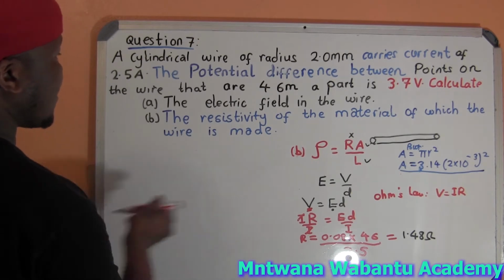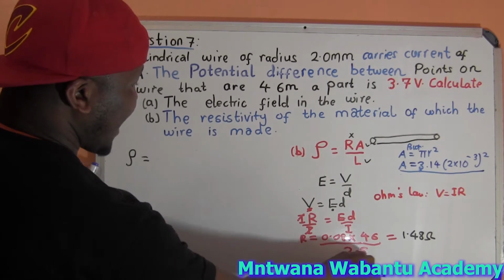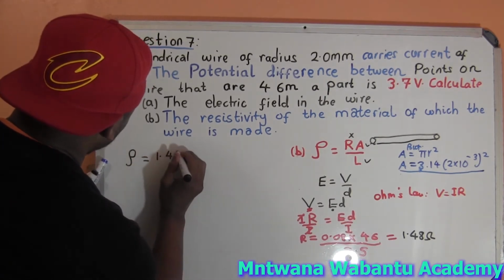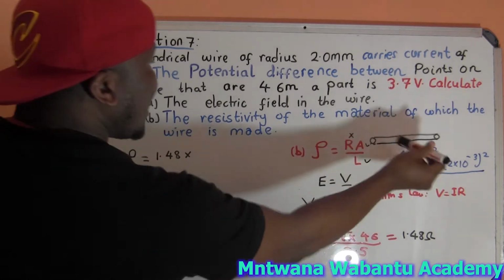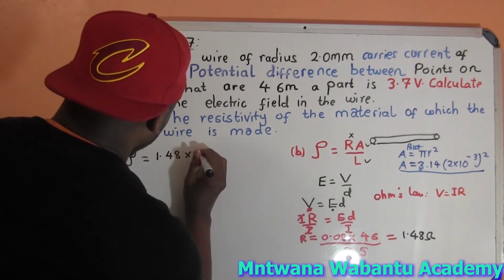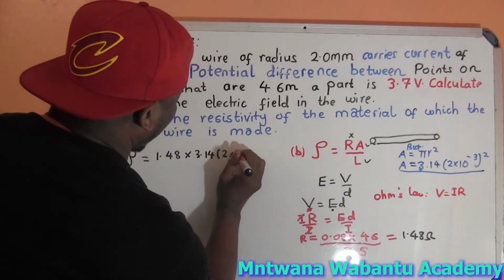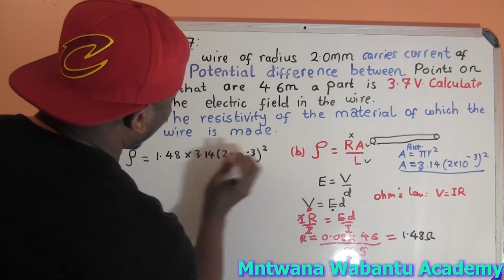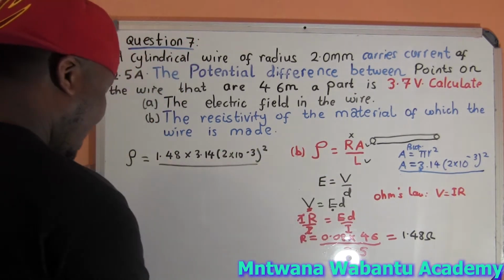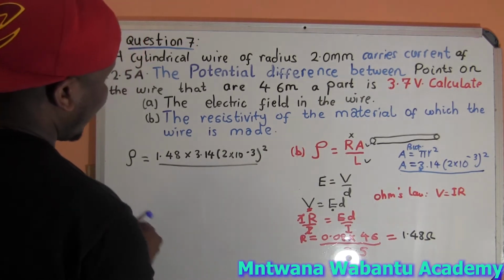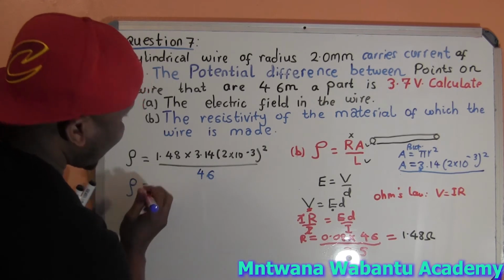So now I'm going to say my resistivity equals resistance, which we have as 1.48, times my cross-section area. Cross-section area equals 3.14 times (2 times 10 to the power negative 3) all squared, and then we divide by the length. Our length equals 46, so divided by 46, and this is going to give us our resistivity.